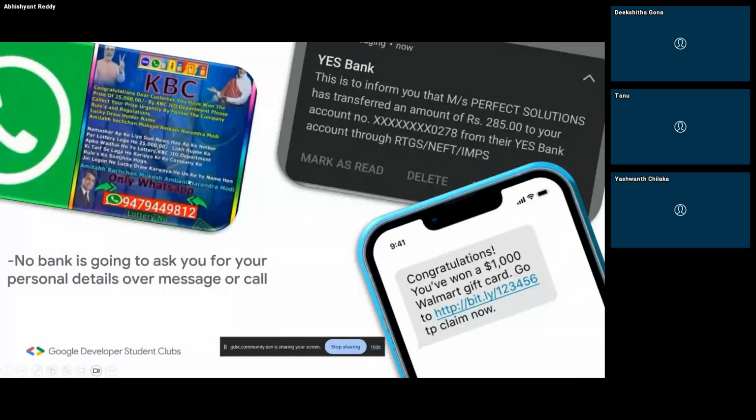That's not true. And about banks, no bank is ever going to call you and ask for your personal information over a call or an SMS. If there is something important, they'll ask you to come to the bank, and there you might share your personal details, but not over a call or a message. So beware of that.